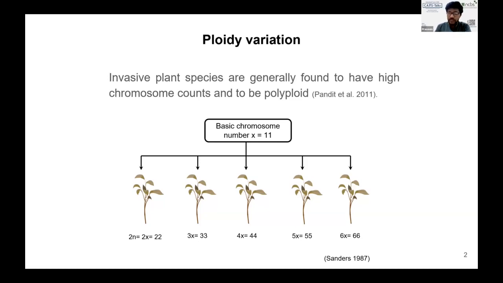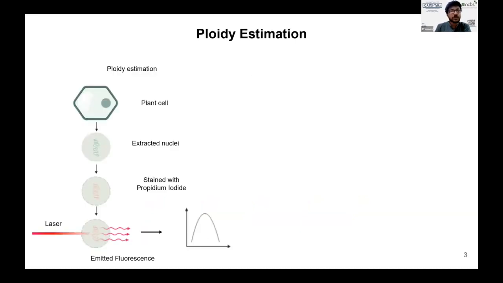For that, we first started to look at the ploidy variation. We have done flow cytometry analysis to study the ploidy of Lantana, where we extracted the nucleus, stained the DNA with propidium iodide, and measured the fluorescence emitted.